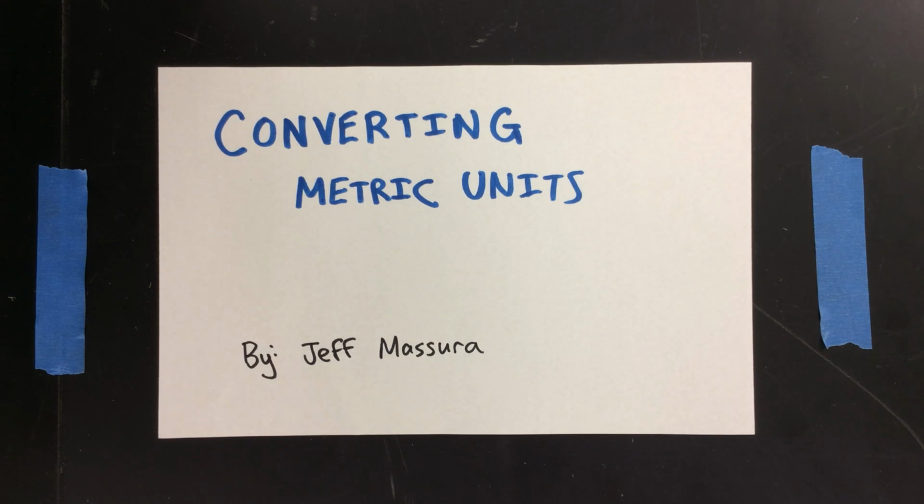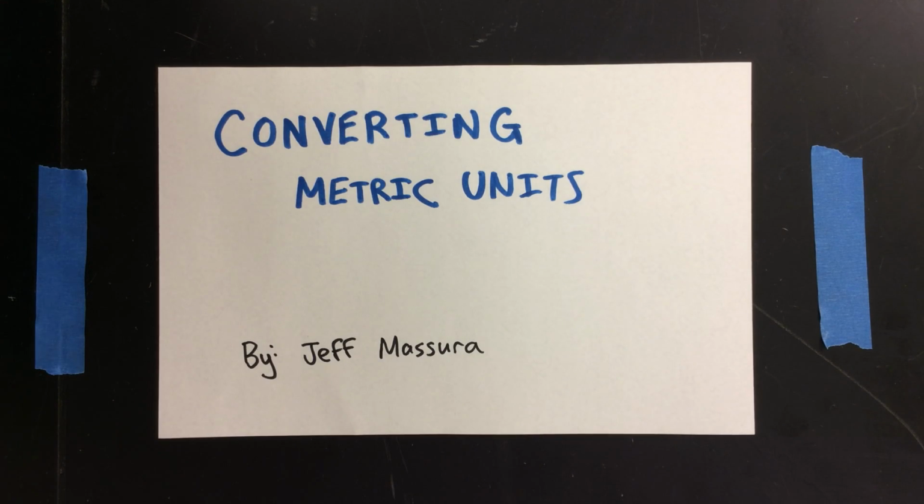Hi everyone. In this video, I'm going to show you how to convert metric units. This means taking a measurement in one unit, like centimeters, and taking that same value and turning it into a different unit, like meters. So let me show you a few examples.